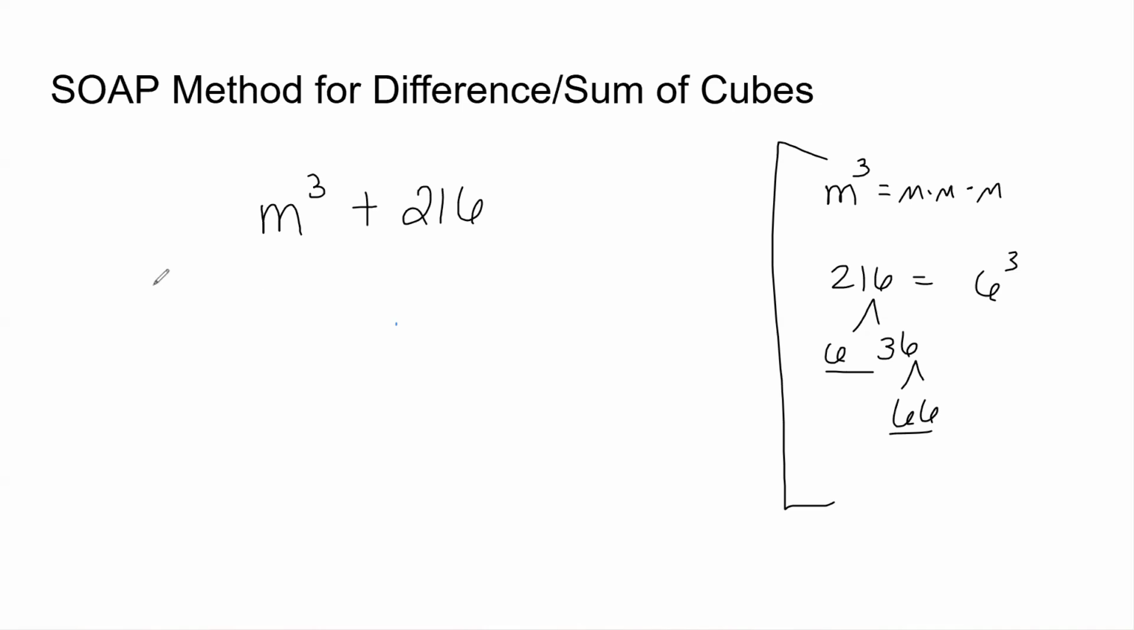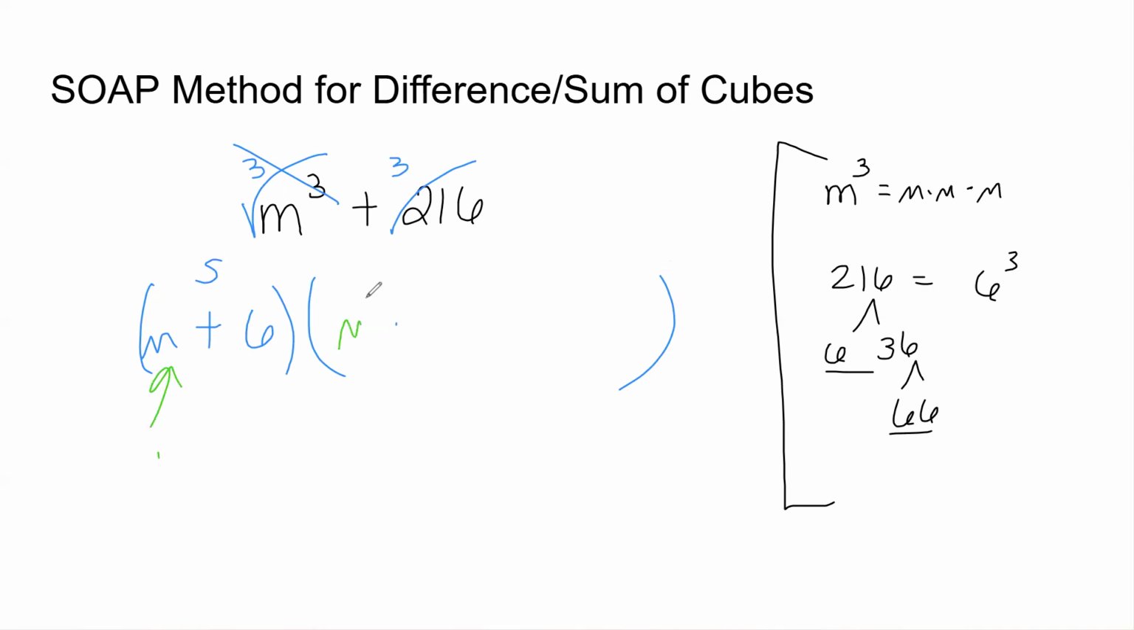Once you know they're both perfect cubes, you set up your little and your big. Take the cube root, which will be m. Take the cube root, which is 6. Keep the same sign that's in the original problem, the same. Take the front guy, square it, which is m squared. Back guy, square it, which is 36. Anything squared is going to be always positive. And now multiply together, which is 6m, and do the opposite sign. SOAP, SOAP. And there we go.